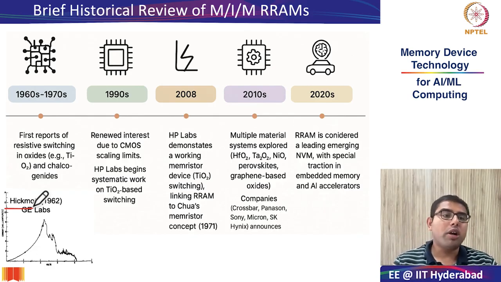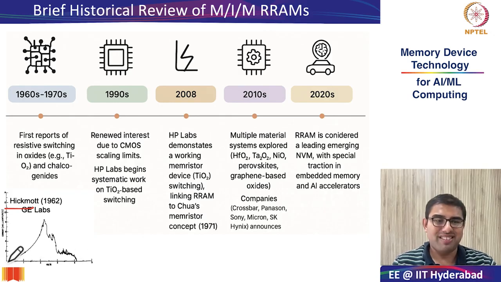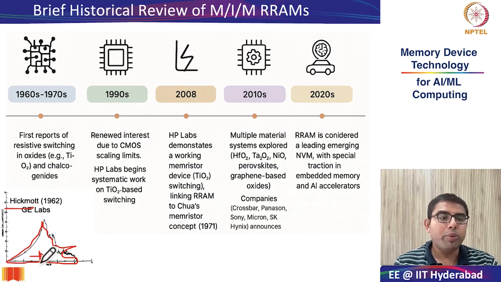So what Hickmott basically showed, maybe it's not clear from this diagram, is that when you sweep the device, it goes into a high resistance state and suddenly something happens in the device and it is now able to switch into the low resistance state. So the direction of sweep is from here to here and then back over here.